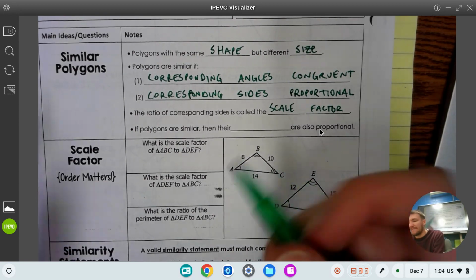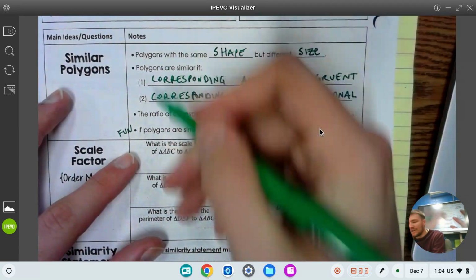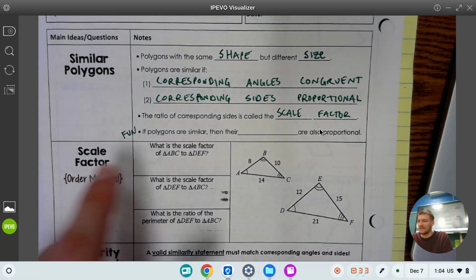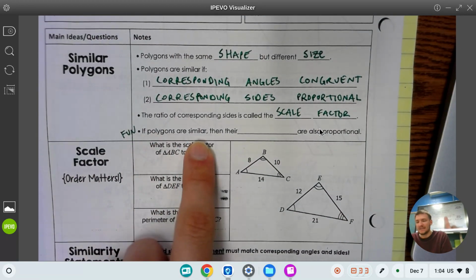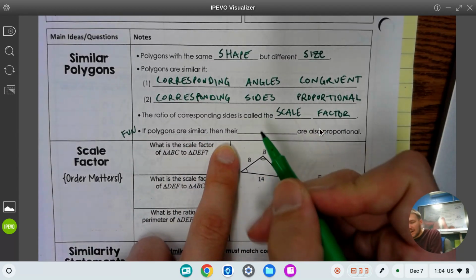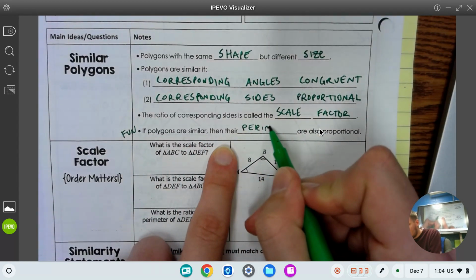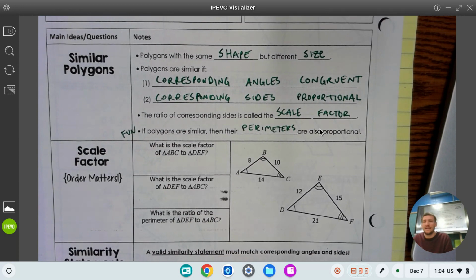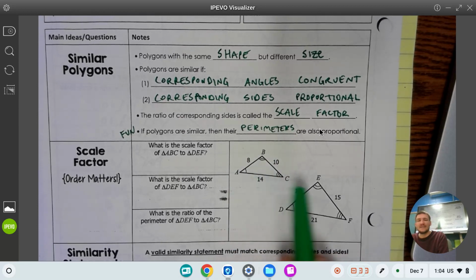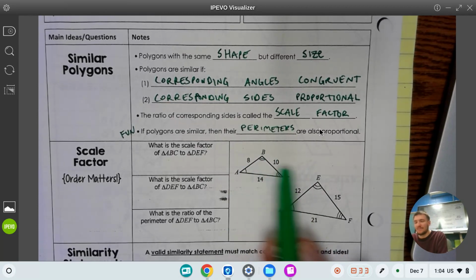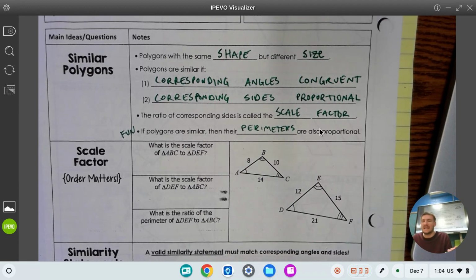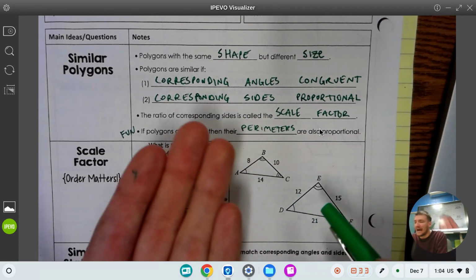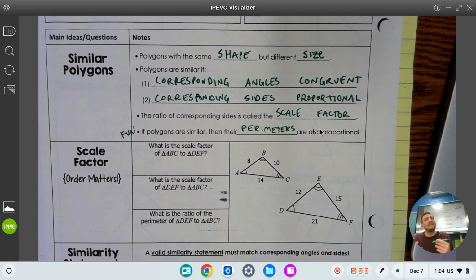And just like a little fun point, right? This isn't like, all of this stuff is kind of like big, important stuff. This point is just like a little fun point. If polygons are similar, then their perimeters are also proportional. And that might sound complicated because perimeters is a word that can make things sound more complicated, but we already know that the sides are going to be proportional. So if the sides are going to be proportional, the perimeter is just add up the sides. So obviously, if the sides are proportional, when you add up the sides, it's still going to be proportional. So let's see that happen.